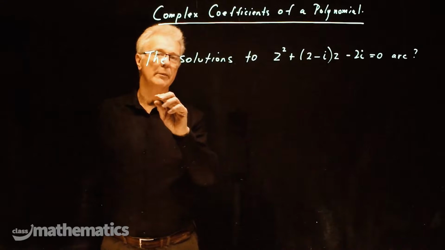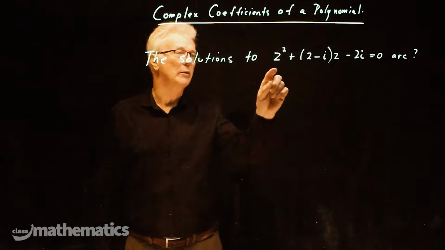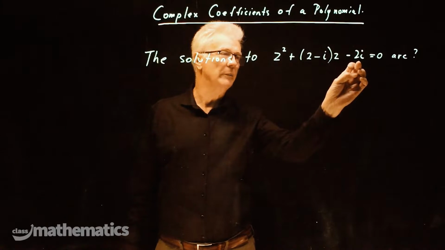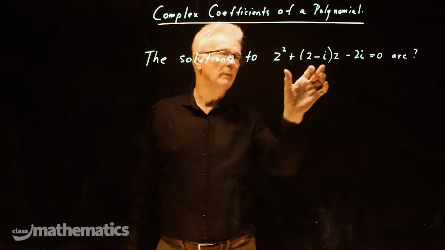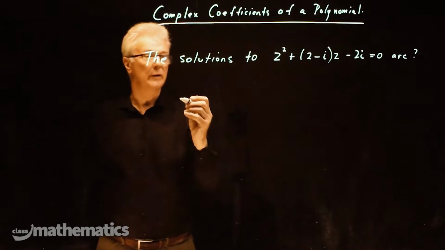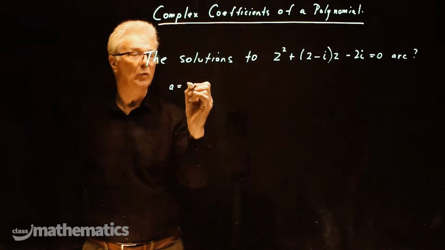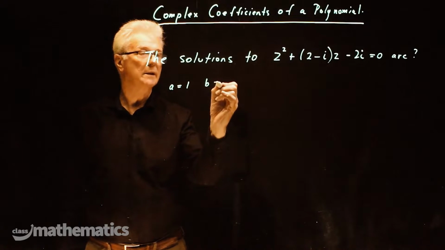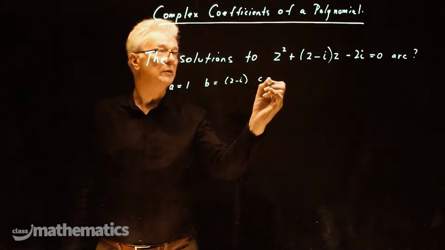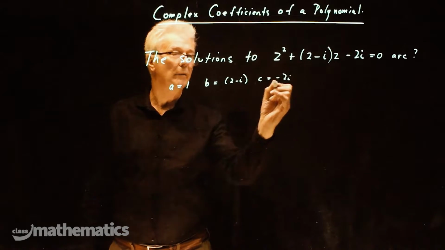In this next example, we have to find the solutions to this quadratic. And notice we've got complex coefficients here and a complex number at the end. Now to do that, we're just going to use the quadratic formula. So as you know, a will be equal to 1. Your b is equal to 2 minus i, and the c was equal to minus 2i.